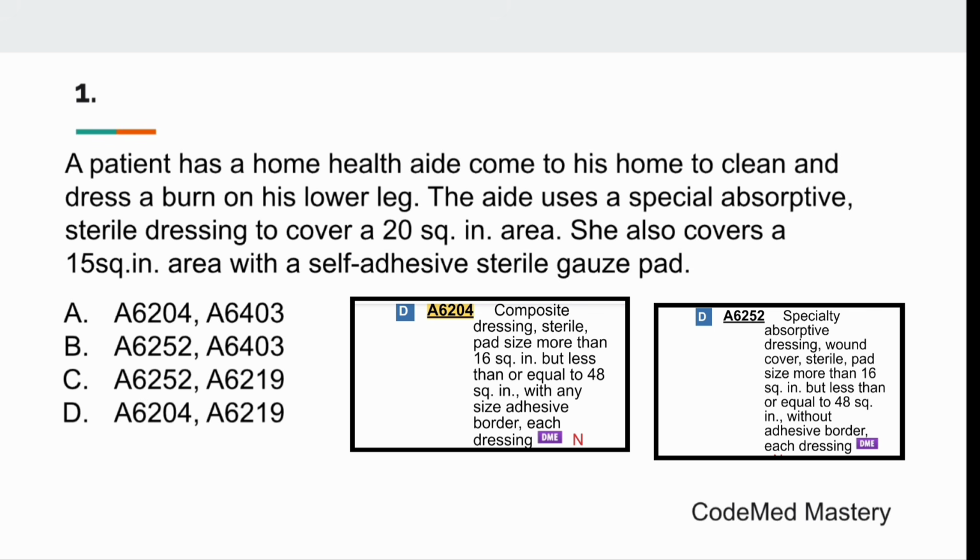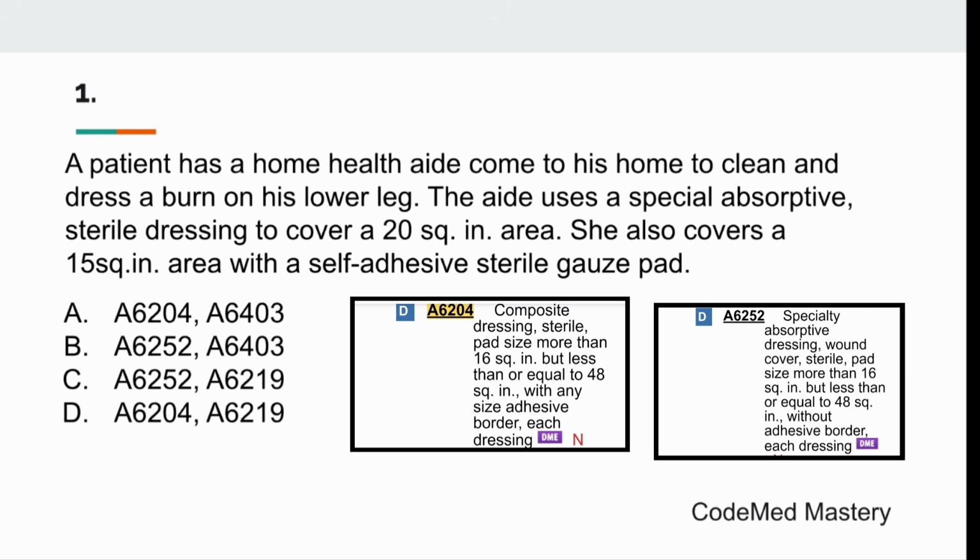So check the code A6204. A6204 is for composite dressing, sterile pad size more than 16 square inch but less than or equal to 48 square inches within any size adhesive border each dressing. And the code A6252 is for specialty absorptive dressing, wound cover, sterile pad size more than 16 square inch but less than or equal to 48 square inches without adhesive border each dressing.